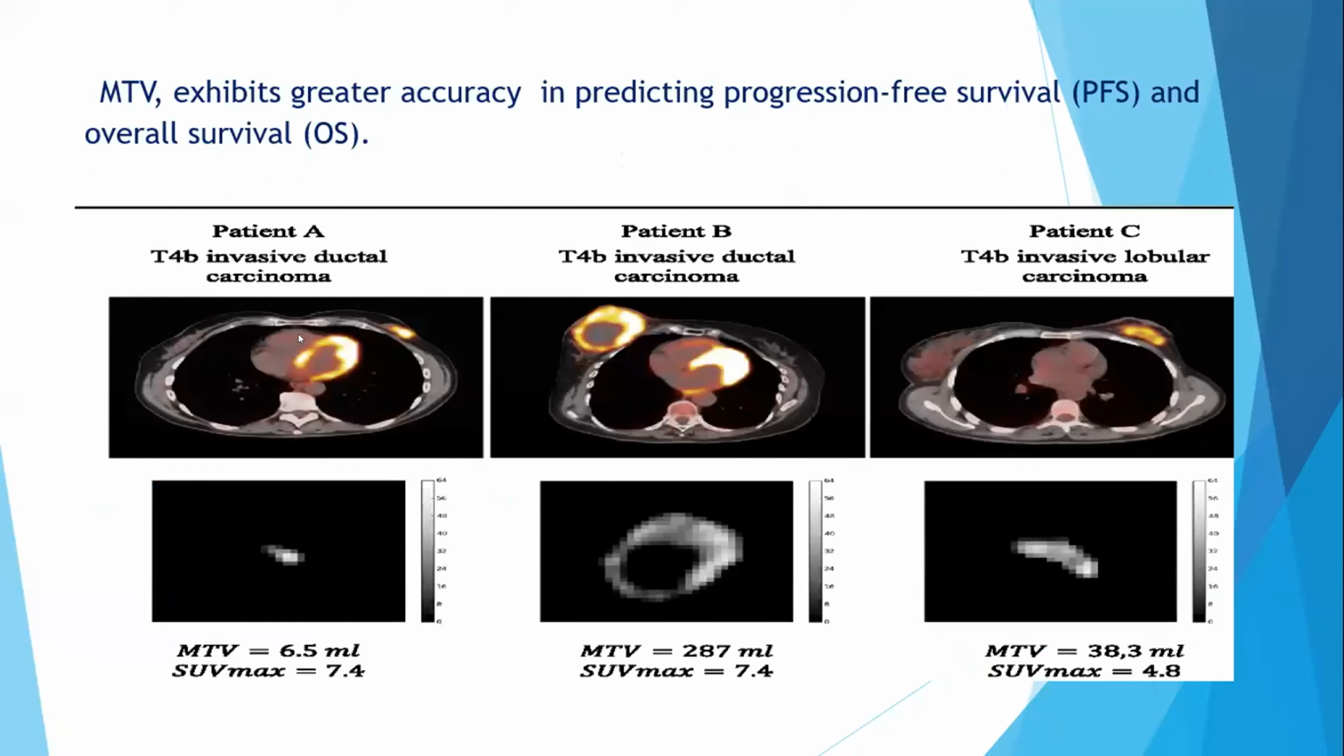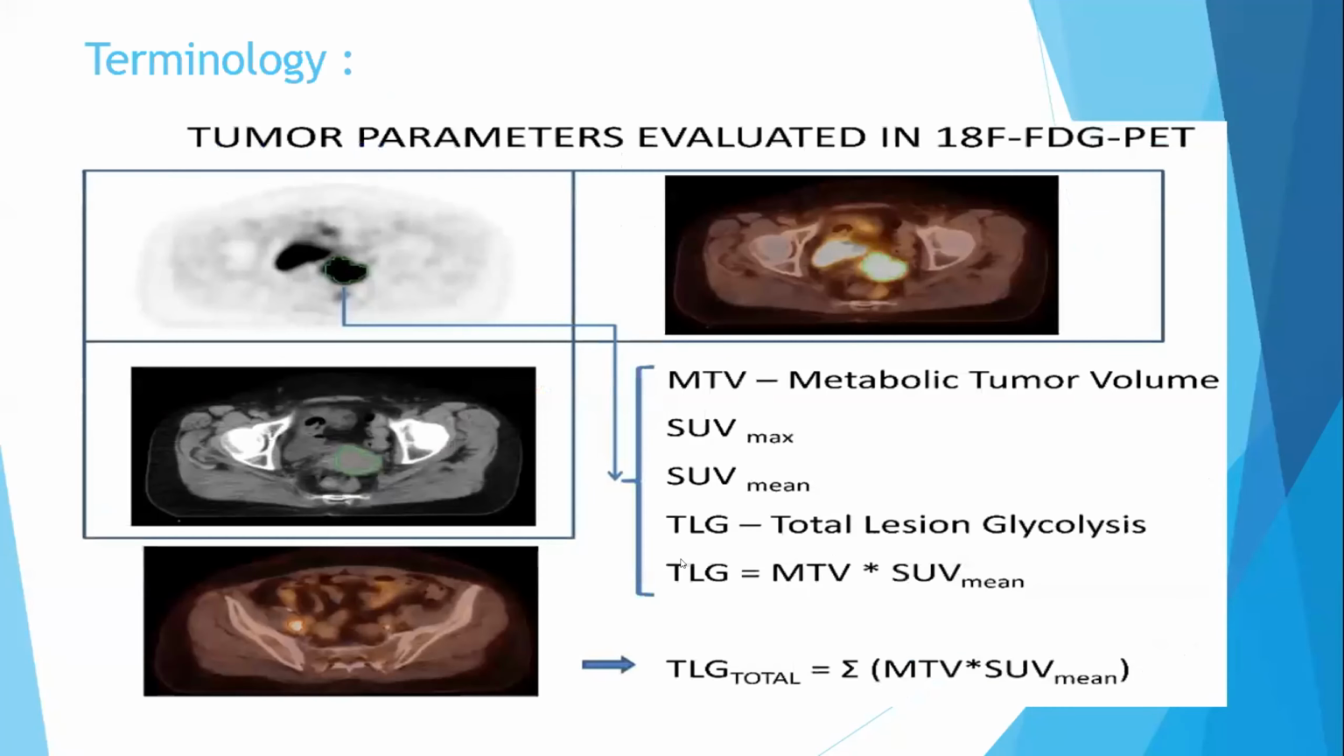These are three patients, all with invasive ductal carcinoma. SUV max is almost the same, but the MTV difference is much higher, and the patient who had higher MTV had poor prognosis. These are all the tumor parameters evaluated in 18F-FDG PET.